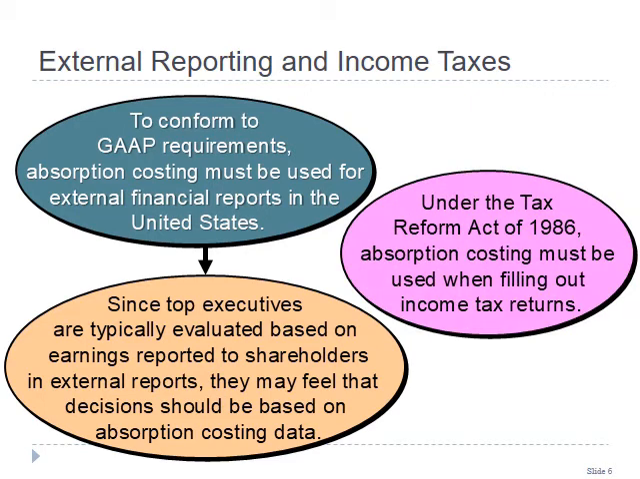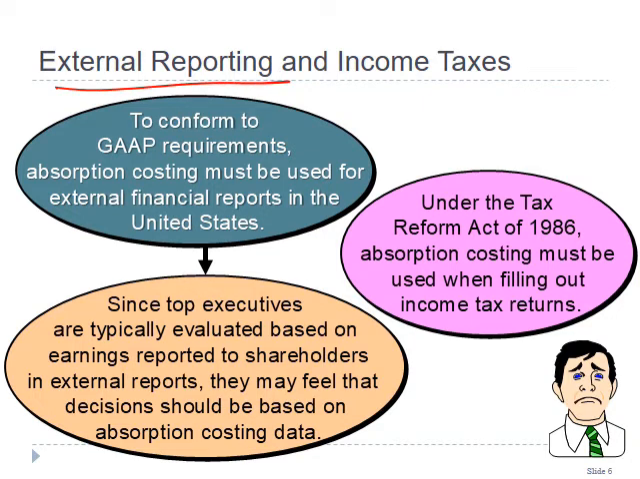The answer is absorption costing is required for external reporting in countries like the US as well. To conform to the GAAP requirement, which is generally accepted accounting principles, absorption costing must be used for external financial reports in the US. Plus, that income statement will also be used for tax purposes. Under the Tax Reform Act 1986, absorption costing must be used when filing an income tax return.